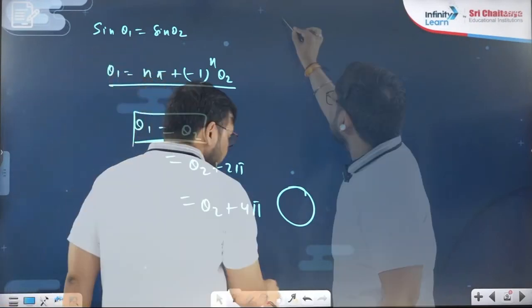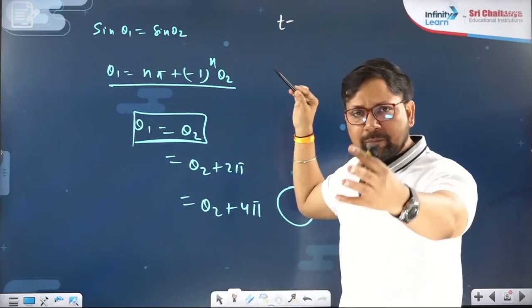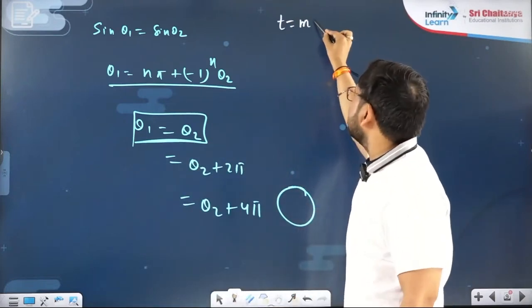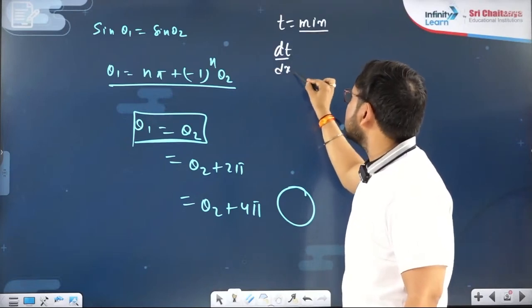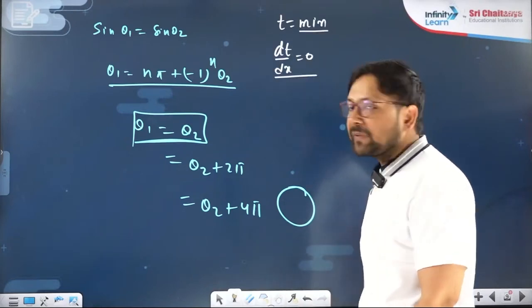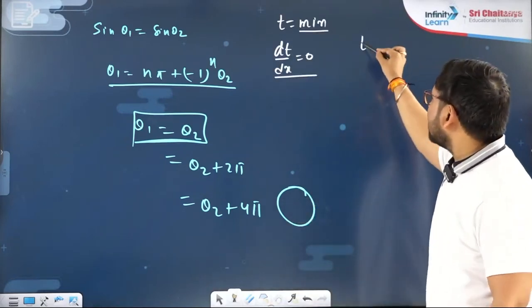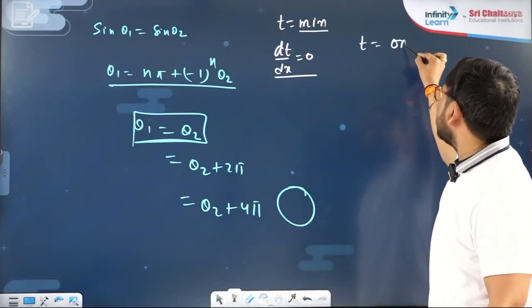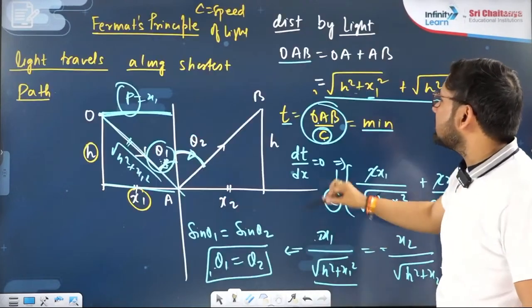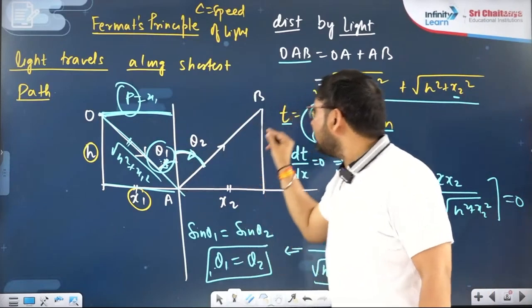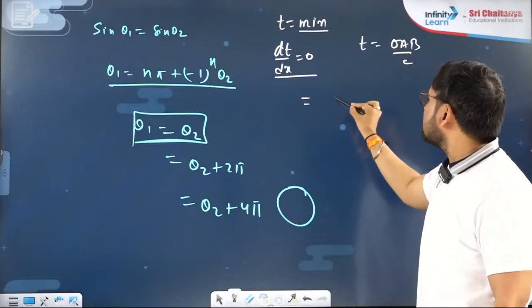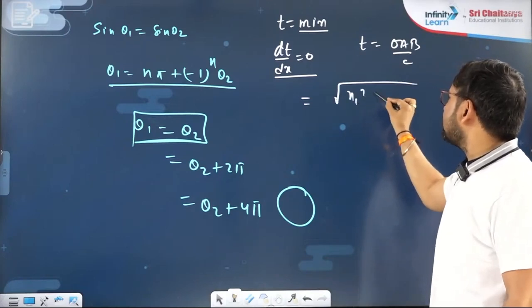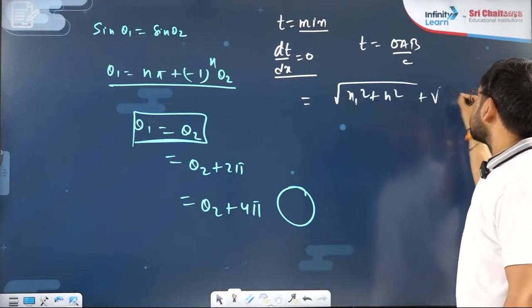Just a differentiation. Time for light. Light has a maximum speed, so light will have a minimum time. And for minima, its derivative dt by dx is 0. That is the maths behind it, right? When you are calculating time, that is total distance OAB by C. This is OAB. OAB by C, and OAB was under root x1 square plus h square plus x2 square.